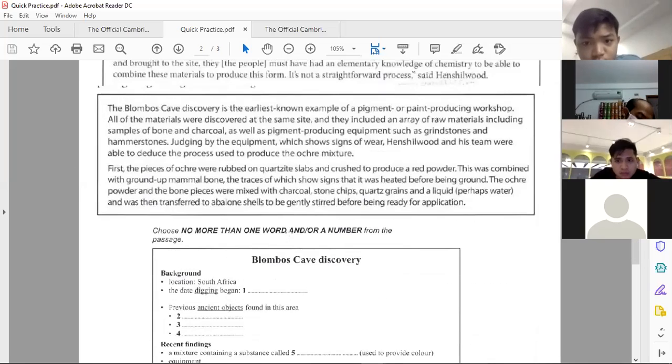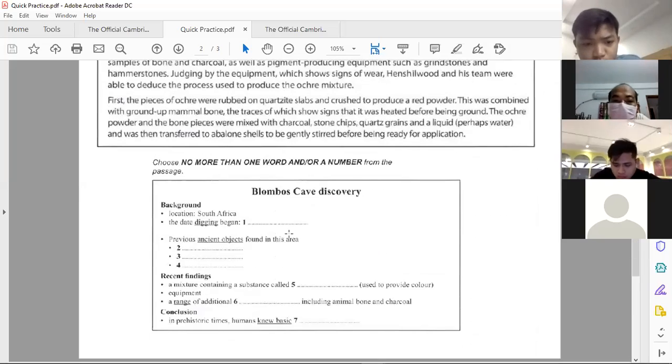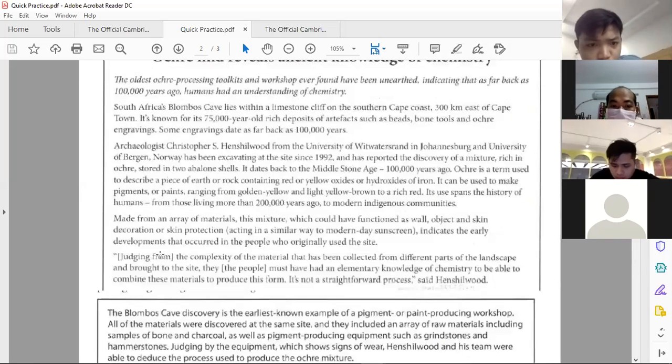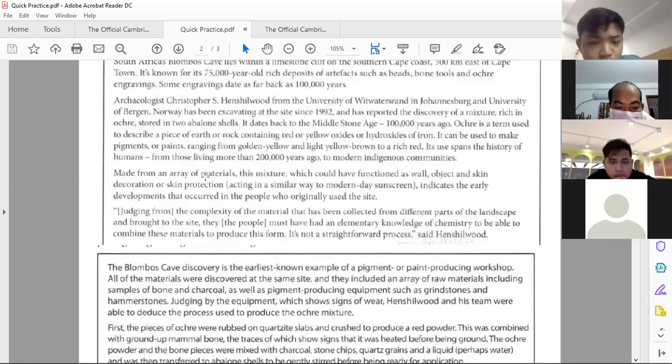Okay. The next word is a range of additional. The recent findings is the clue. Recent finding, we should go past the excavation. So where is it? What does the word range mean? Mixture, no. Mixture is not range. Mixture is a mixture. You combine many things together. Range means like in order, a lot of options.